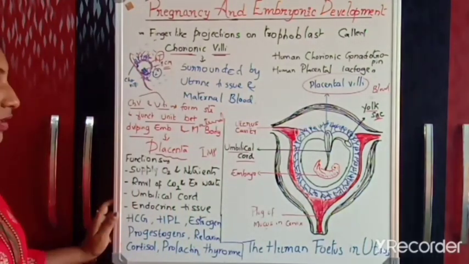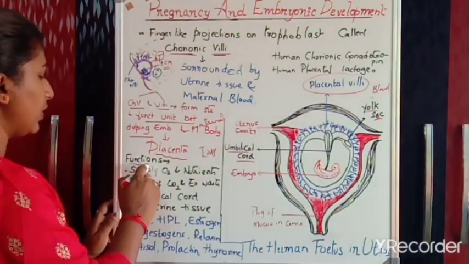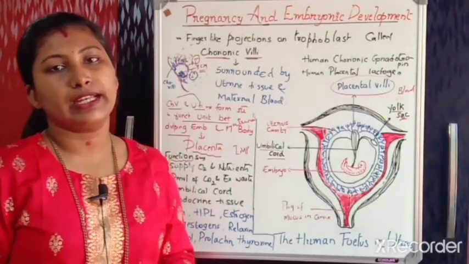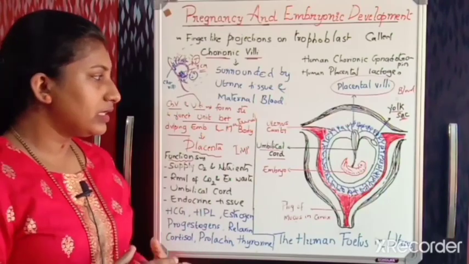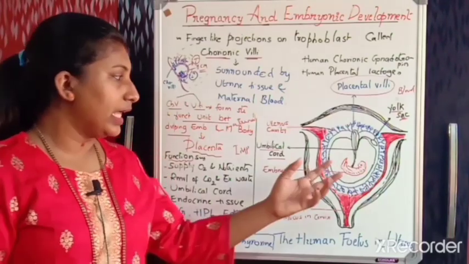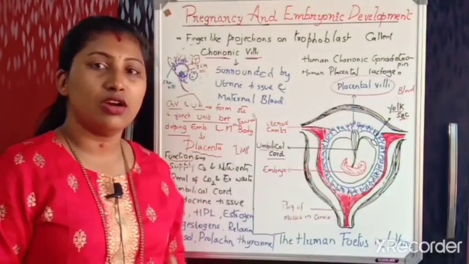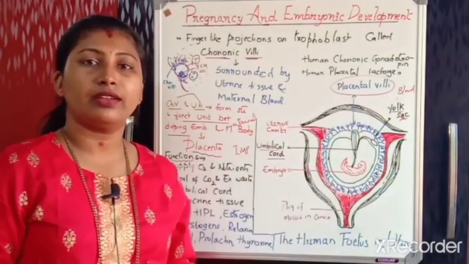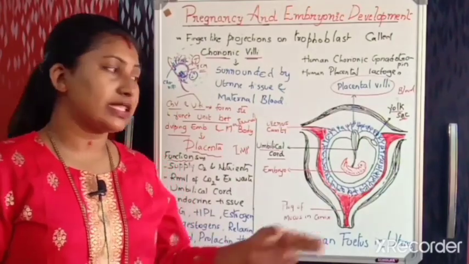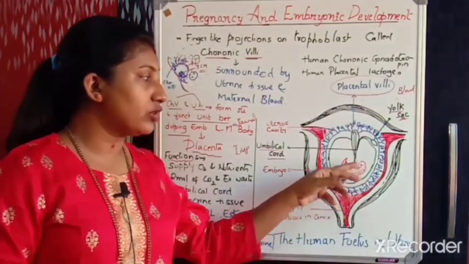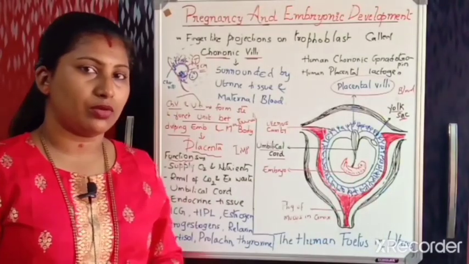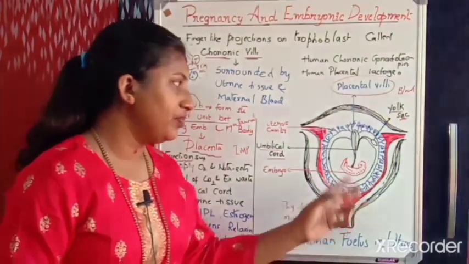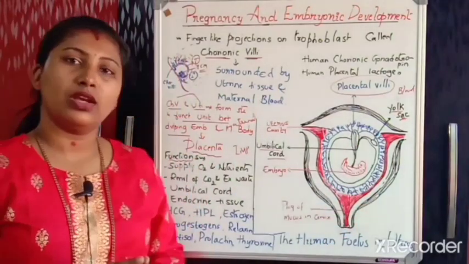Clear? Now the function of the placenta is very important. The placenta plays a major role in pregnancy. Why? Because just imagine, for 9 months the embryo has to develop inside the womb, or inside the uterus, right? So it should get lots of nutrition, and the excretory products from the embryo should be released out of the body of the embryo, right? So this exchange of gases and exchange of food should take place here. For that, the placenta is very important.